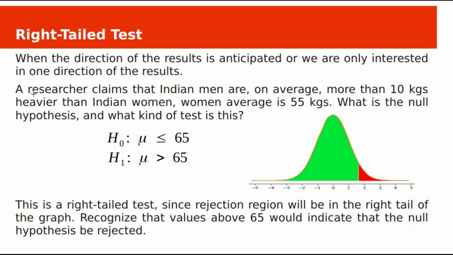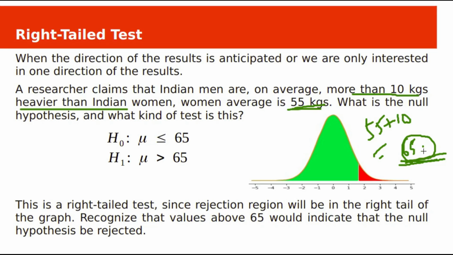Let's see another example. A researcher claims that Indian men are on average more than 10 kg heavier than women. The women's average weight is 55 kg. Then frame the null hypothesis and alternate hypothesis. Here women's weight is 55 and men are 10 kg more, so it is 65. The researcher is stating that men are 10 kgs heavier than women. Women's weight is 55, so men's weight will be 55 plus 10, that is 65. This 65 is the mu naught.